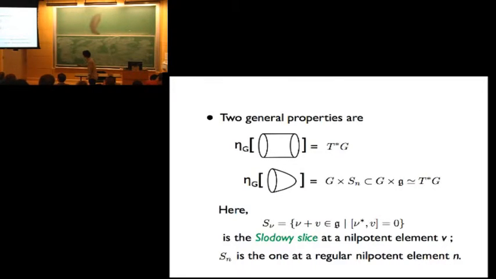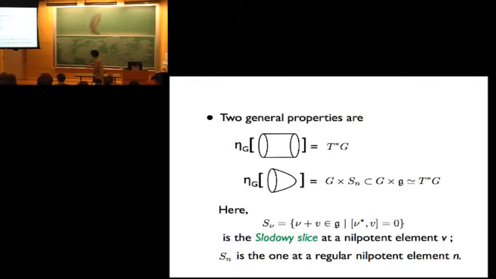So the Slodowy slice at the nilpotent element nu is a certain affine subspace of the Lie algebra G of the form nu plus V, where V is annihilated by nu star, where nu star is defined so that nu star and the commutator of nu and nu star should generate an SL2 action in it.